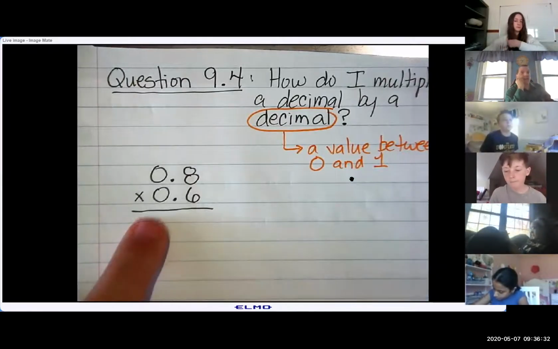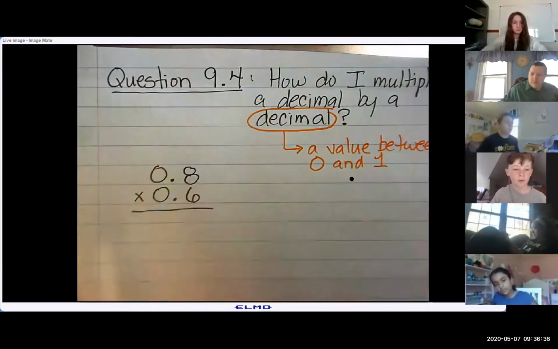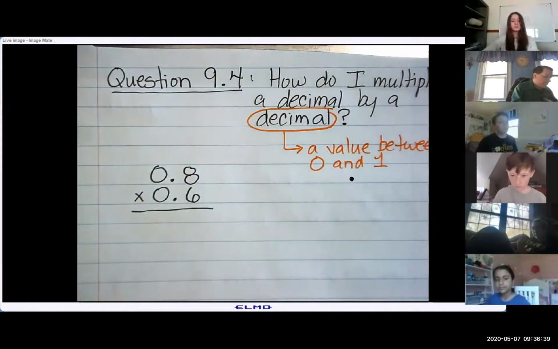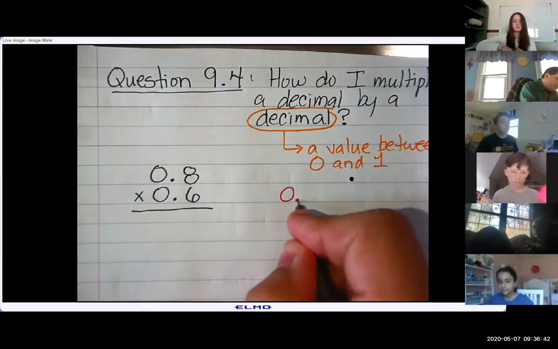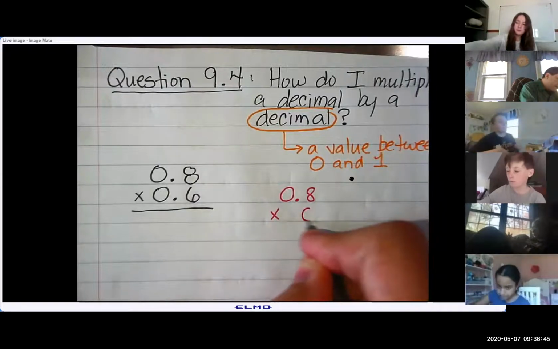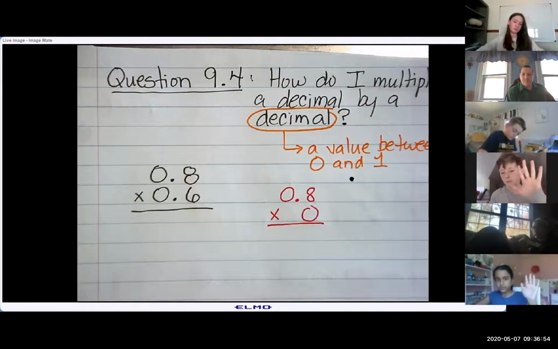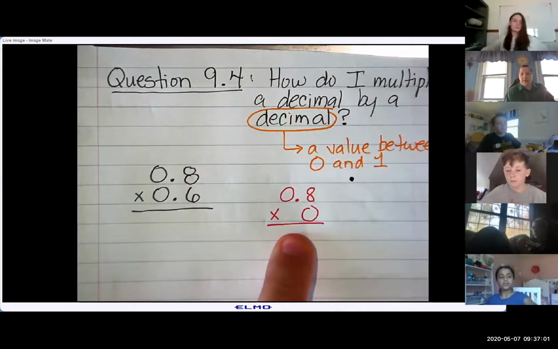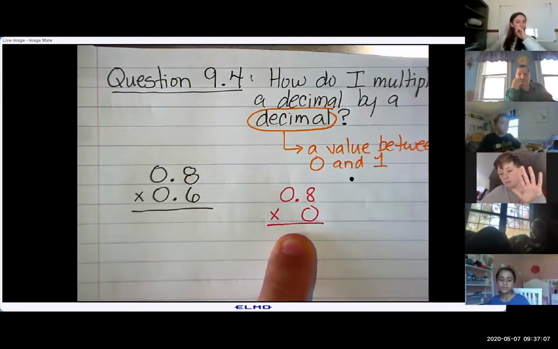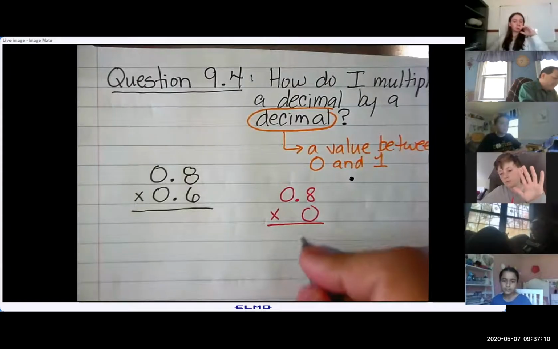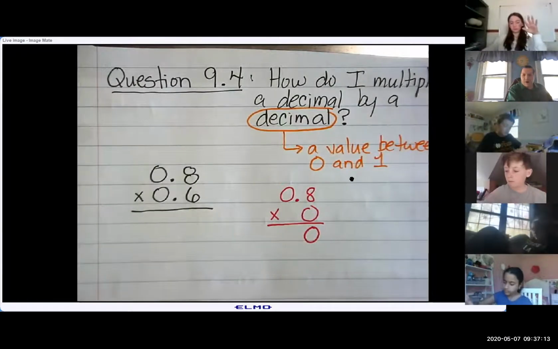So when we're working with this example, and I need you to tell me if you don't understand this. What is 0.8 times 0? No one knows. 0.8 times 0, Sophia. What is 0.8 times 0? Hold on, I'm waiting for Sophia. Okay, good job, Sophia. Yep. Does that make sense so far? 0.8 times 0 is 0.